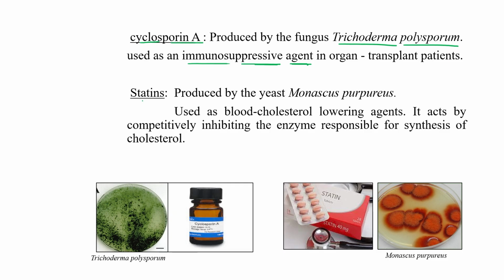Another bioactive molecule is statin. This statin is also produced by yeast, Monascus purpureus. And this statin is used as a blood cholesterol lowering agent. It acts as a competitive inhibitor of the enzyme responsible for the synthesis of cholesterol. So statin is used as a blood cholesterol lowering agent. This is again produced by a yeast strain.